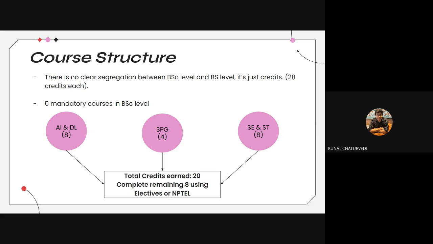So we might end up using many abbreviations for courses. They have very long names. So you can either read them off a list or you can ask in between if you don't understand some abbreviation. And apart from these five mandatory courses, there is no clear segregation between BSc or BS level courses. You just have to fulfill the credit requirement of 142 credits. These are 28 credits in each level, and we'll go through them very shortly.